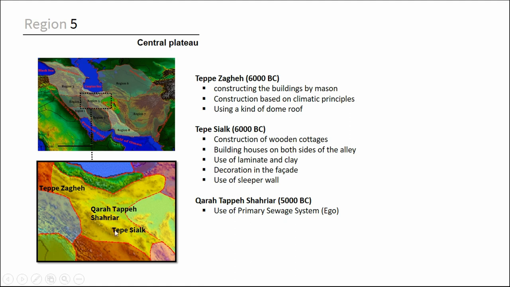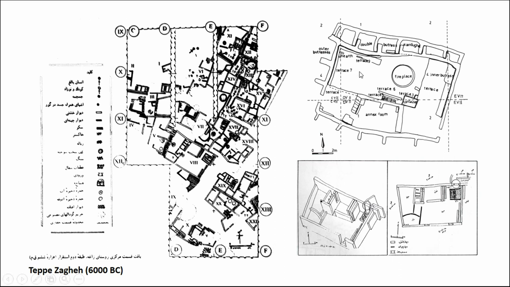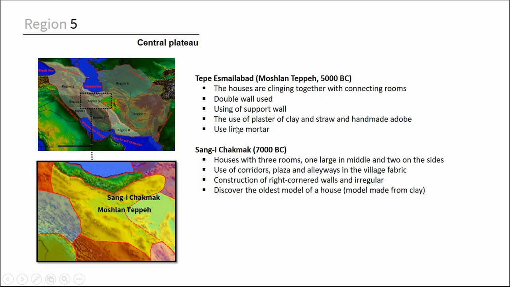And also in Tapestial, we have wooden cottages, and also building houses with alleys, use of laminate and clay, decoration of the facade, use of a support wall, and in Gardapesh Shahyar, 7,000 years ago, the primary sewage system was created. Here, Tapizak, the primary village creation. And also in Mushran Tepe, the houses climbed together with connecting rooms, double wall usage, and also use of support walls, plaster of clay, handmade adobe and lime mortar.